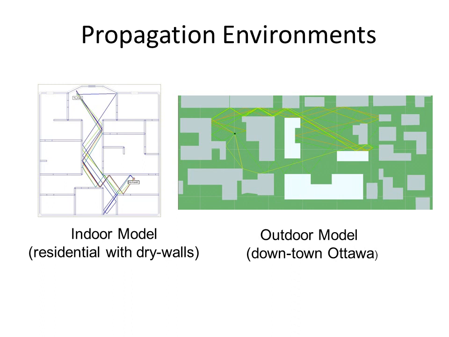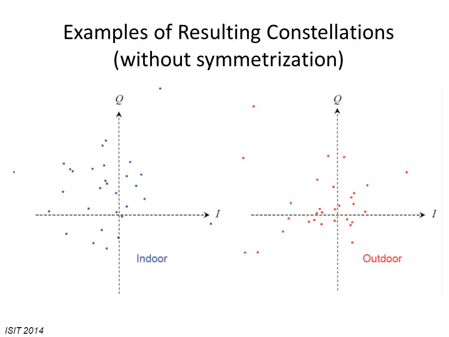So here I have an example of those antenna patterns used in ray tracing software to see what kind of constellation points we will get at the receiver. We have tried this on 2 models. One is for indoor, which is a residential home with dry walls, and the other is a model for outdoor, which is part of downtown Ottawa. So here are examples of the constellations that we receive corresponding to indoor and outdoor.